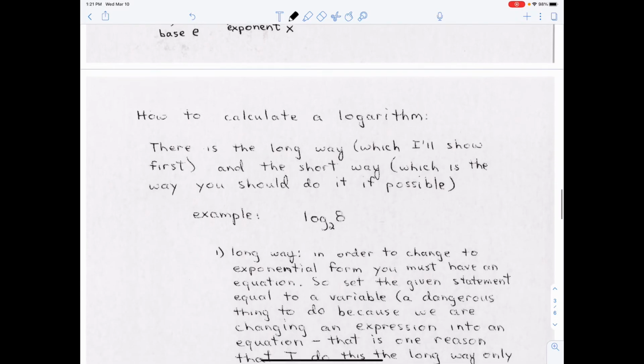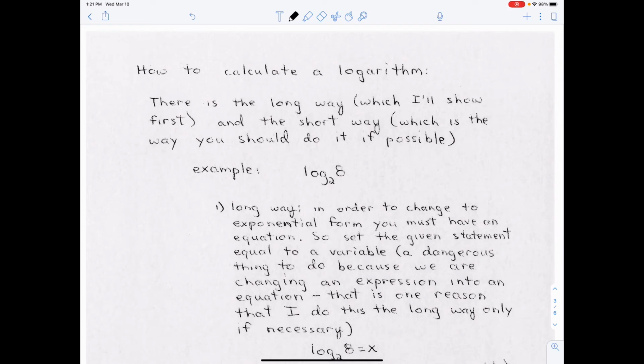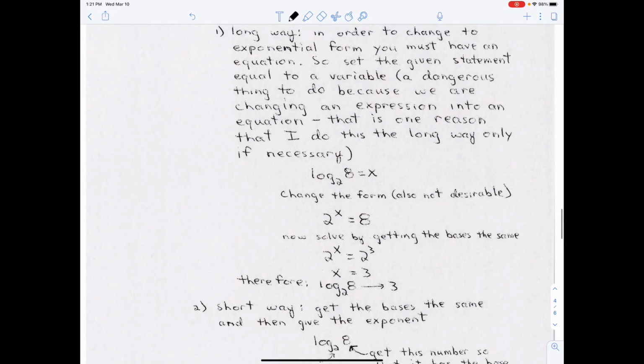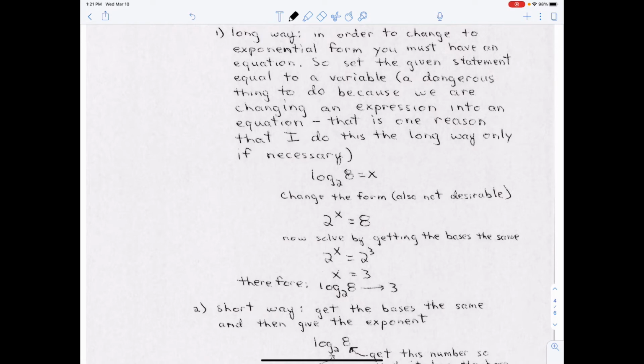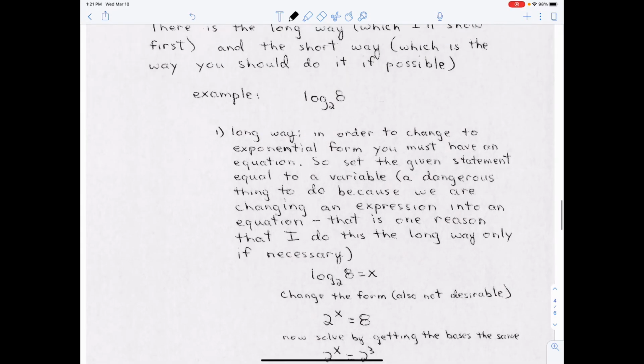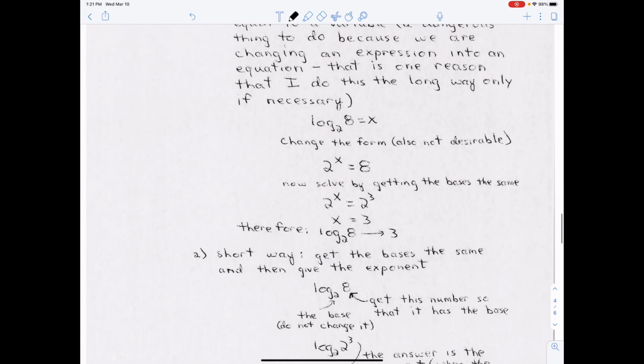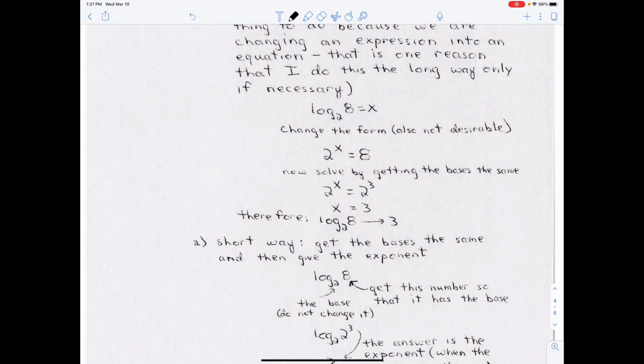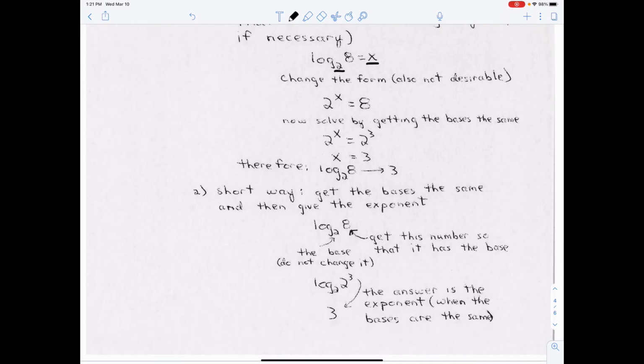Okay. How to calculate a logarithm. I'm going to show you the long way and then I'm going to show you the short way. I'm going to show you the long way first because sometimes you have to do this, but you don't want to if you can avoid it. What you're going to do is change to exponential form. So let's take this problem. Log base 2 of 8. First of all, notice it's not an equation. So I'm just going to set it equal to x. Then I'm going to change the form, and it's 2 to the x power equals 8. And now you've seen this before. It's an exponential equation. You get the bases the same, and that's your answer.